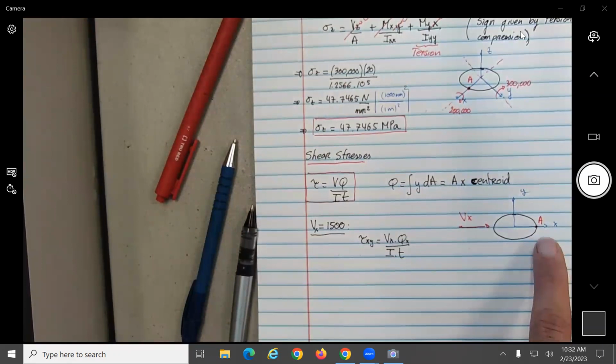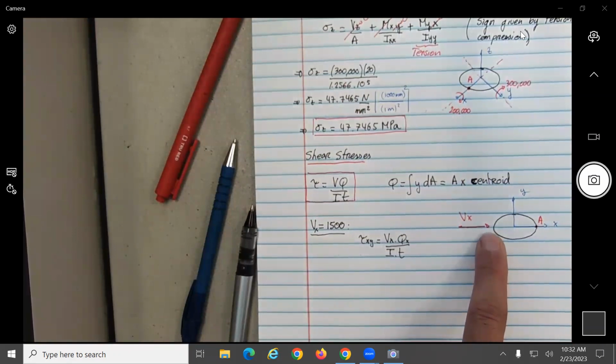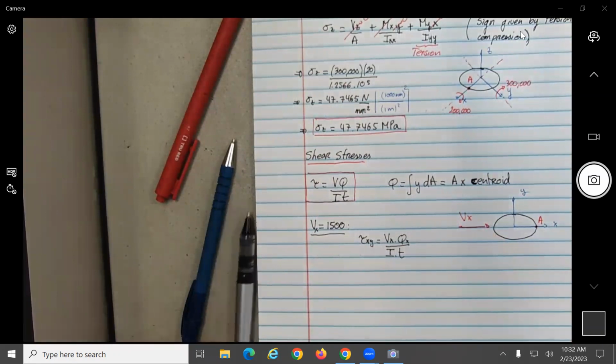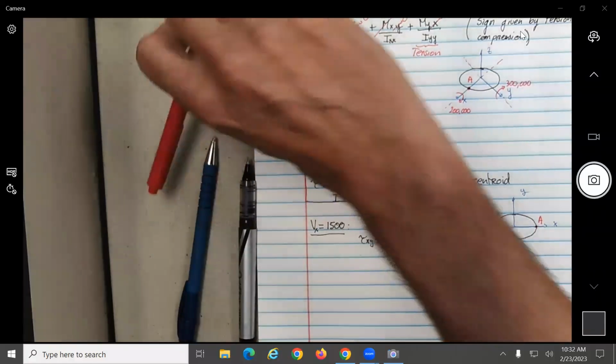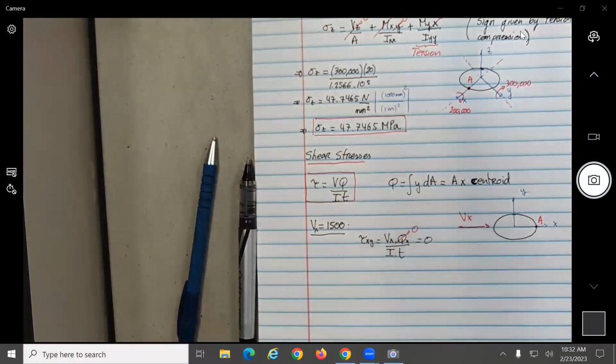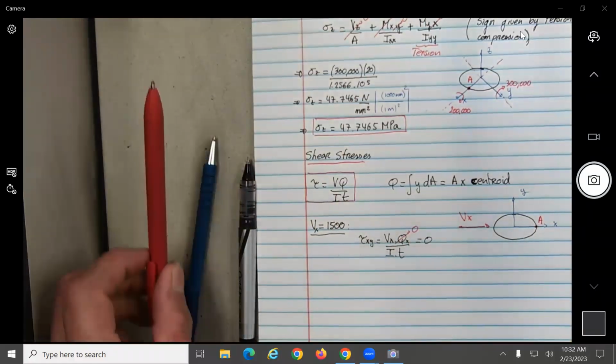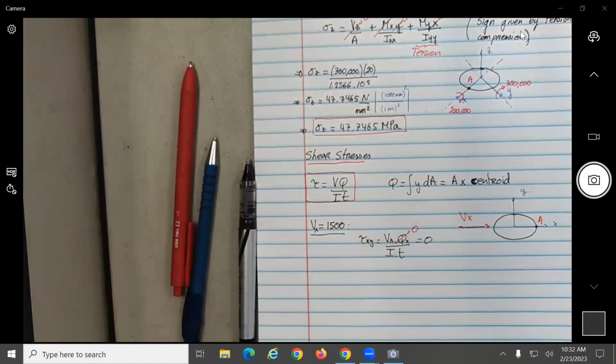If the force is going this way, is there any surface rubbing against another one at point A? It would be the same thing as if you had point A on the other side, no? Correct? So what would be the shear then at that point? 0, because your Qx is 0, no? Yes or no? Yes. Same thing as remember when we had the rectangular cross section, the top and the bottom were 0, no?